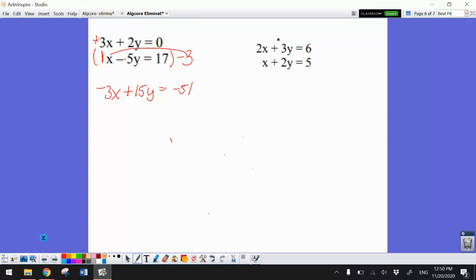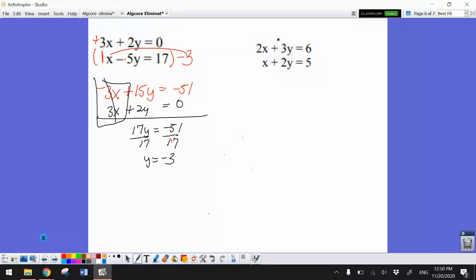Now I'm going to go ahead and just rewrite that top equation again, just to keep myself organized. And hey, there's my additive inverses. I'm good to go. 15 plus 2, that's 17. -51 minus 0, that's -51. Divide by 17, so my solving process didn't change. I come up with y equals -3. Substituting back in, I'm going to go back up to that top equation because it has a 0 and I like zeros. 3x plus 2 times the -3. 3x minus 6, because 2 times -3 is -6.